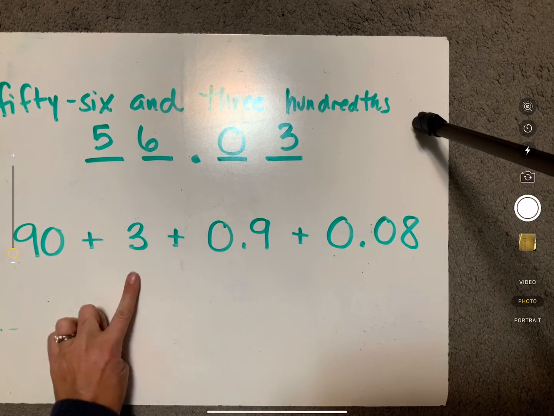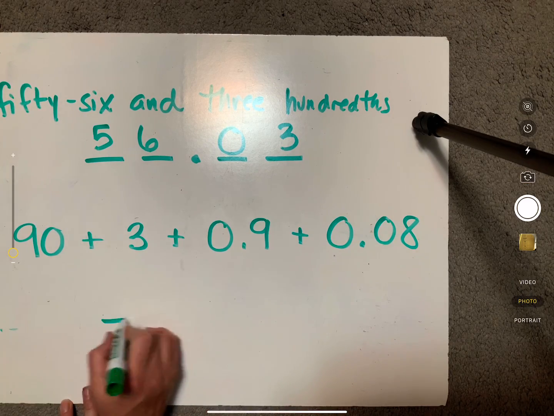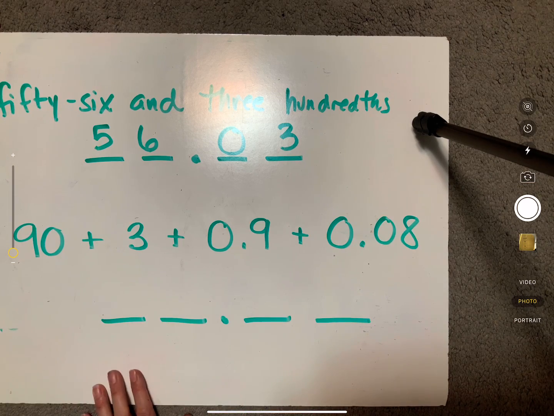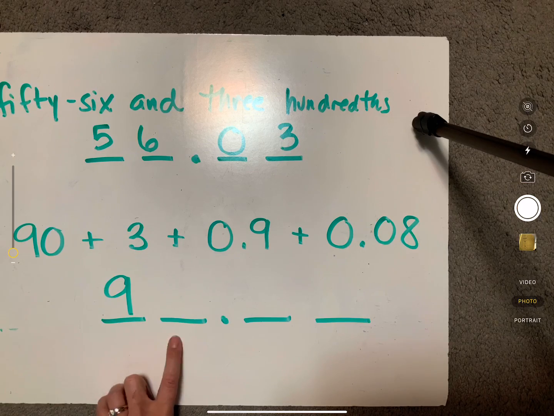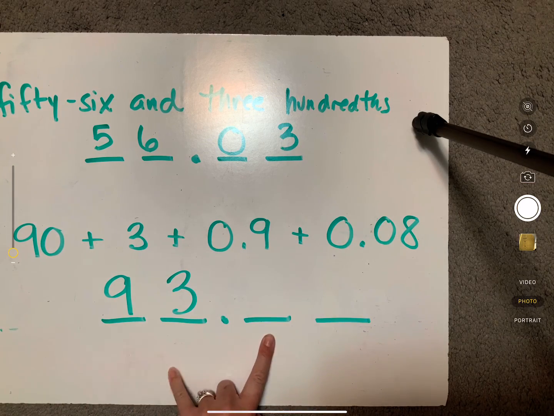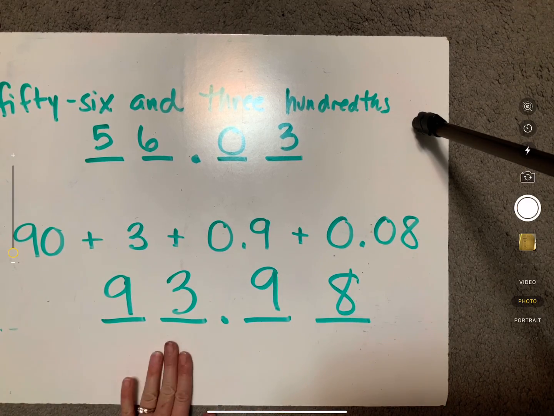Okay, so 90 plus 3 plus 9 tenths plus 8 hundredths. Again, one thing that I like to do is do the blanks so that I know what I'm going to fill in. So 90 goes in the tens place. The 3 goes in the ones place. This 9 goes in the tenths place. And this 8 goes in the hundredths place. So 93 and 98 hundredths is how that number would be said.